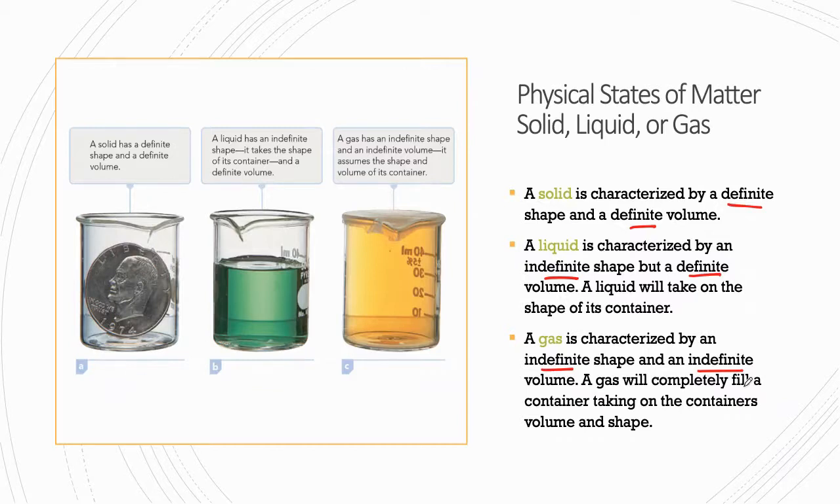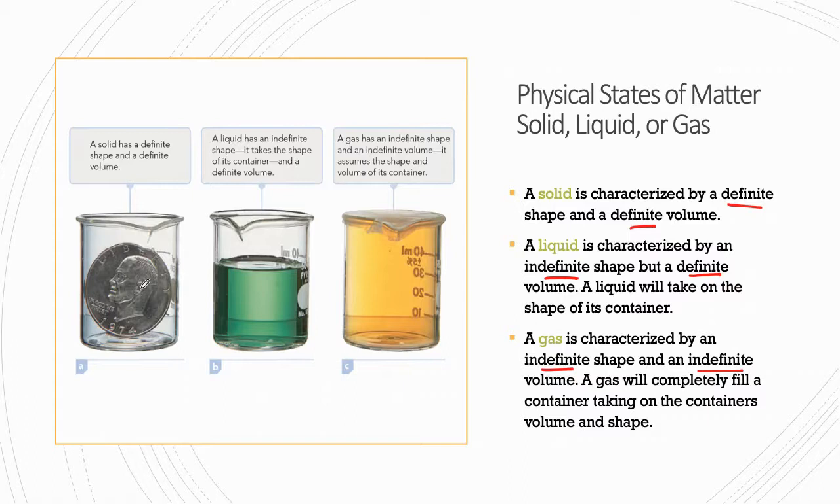Let's look at this solid. The example we have here is this quarter, this solid quarter. This solid quarter has a definite shape. We can even identify this solid quarter is round, right? But it has a definite shape. We can put it down in that beaker. It's not going to take on the shape of that container because it's a solid. It's going to stay the shape it is, okay? So it has a definite shape.